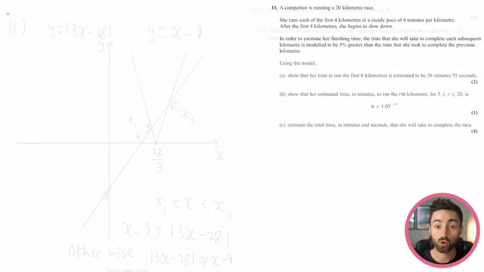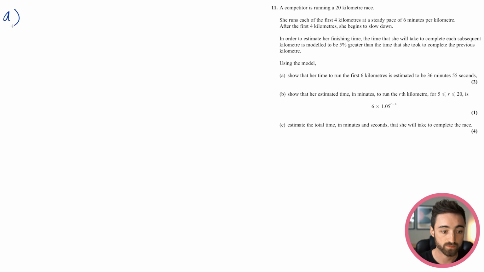Cool. Question 11. A competitor is running a 20-kilometre race. She runs each of the first 4 kilometres at a steady pace of 6 minutes per kilometre. After the first 4, she begins to slow down. In order to estimate her finishing time, each subsequent kilometre is taken to be 5% greater than the time for the previous kilometre. Show that the time to run the first 6 kilometres is estimated to be that.